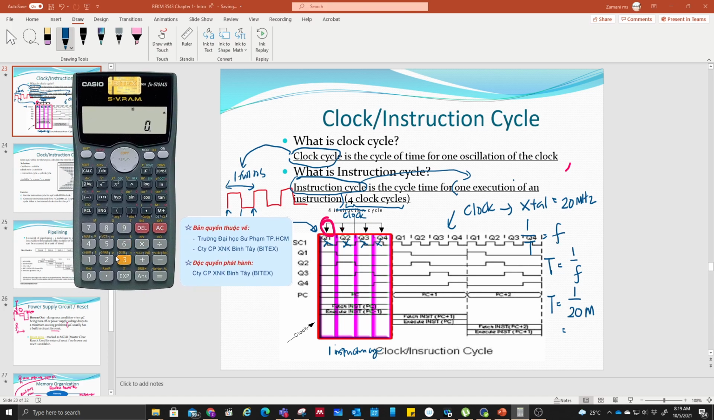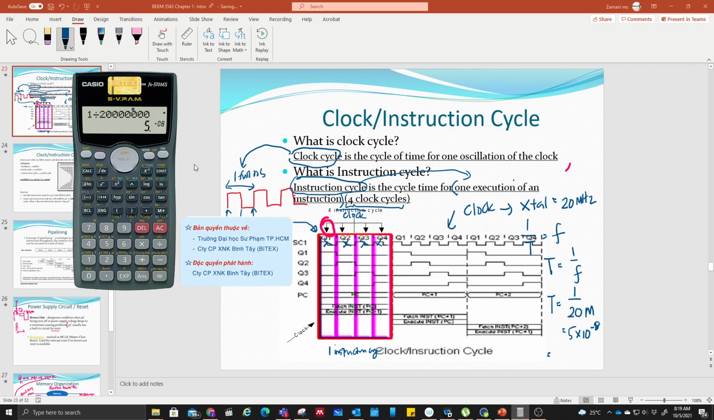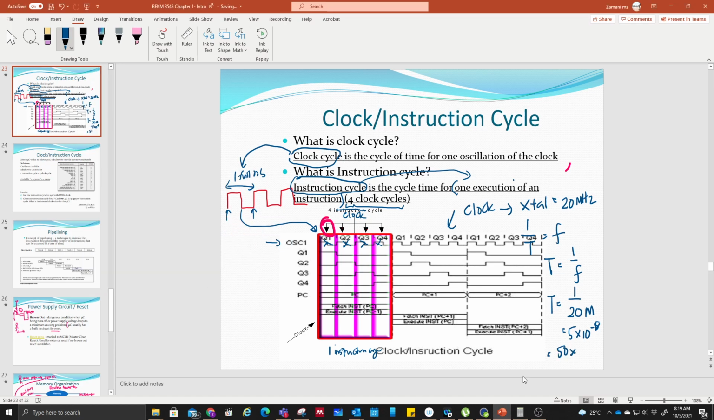20 megahertz, right? So 1 divided by 20. Mega means 10 to the power 6. This is equivalent to 5 times 10 to the negative 8, which is equivalent to what? You can go back to engineering notation. This is 50 times 10 to the negative 9. This is equivalent to 50 nanoseconds. So this is the clock cycle, but I'm going to show you this one after this in the example.